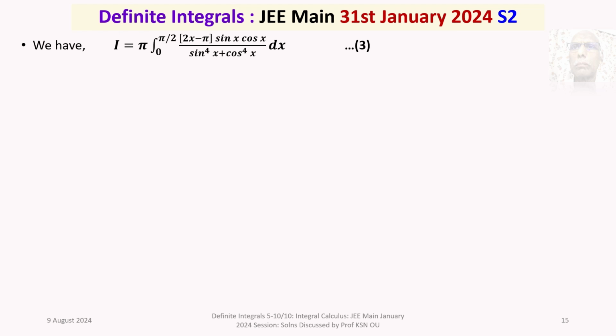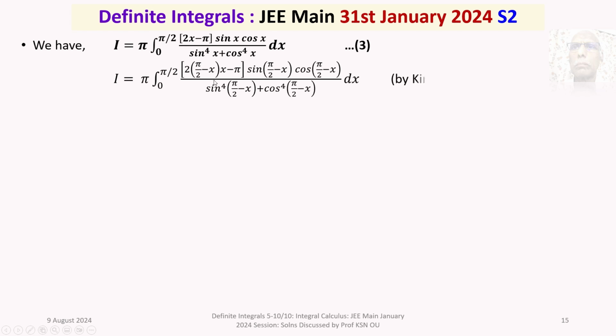We want to again apply the King's property. That is, wherever there is x, you write pi by 2 minus x, and simplify. You will get I is equal to pi times integral 0 to pi by 2 of minus 2x sin x cos x by sin to the power of 4x plus cos to the power of 4x dx. Please note, the x is not here; it's a mistake.